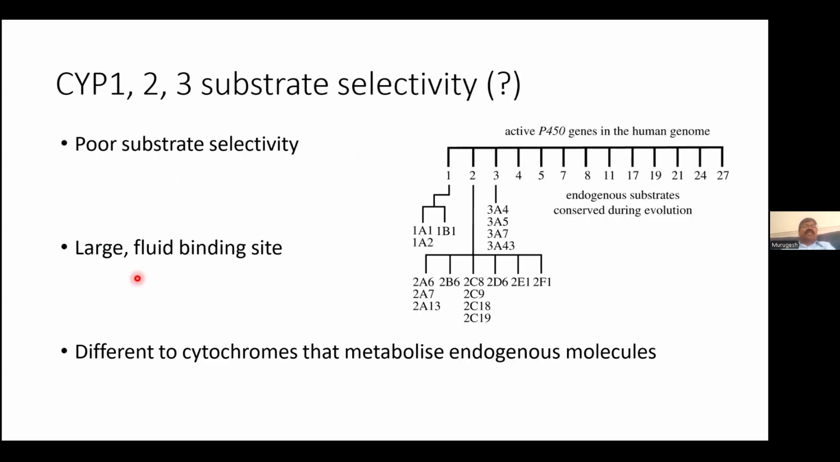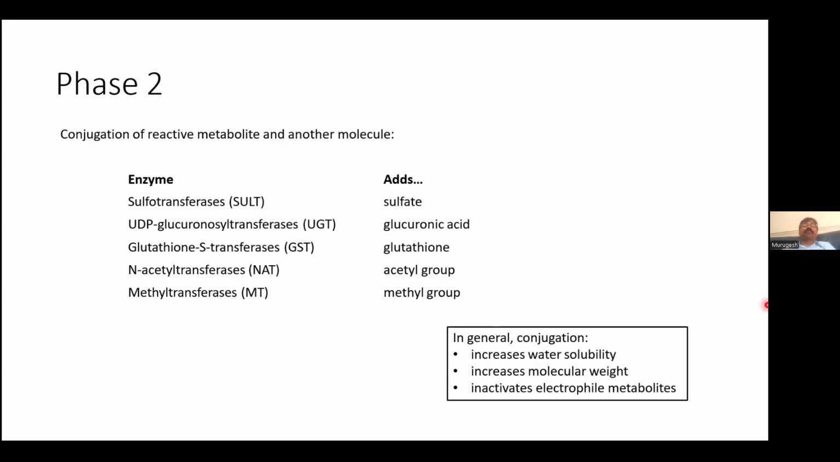So this is in short all the CYP3. They are poor substrate selective agents. They have a large binding site, and apart from the 1, 2, 3, we have the endogenous molecules which are also metabolized by this pathway.